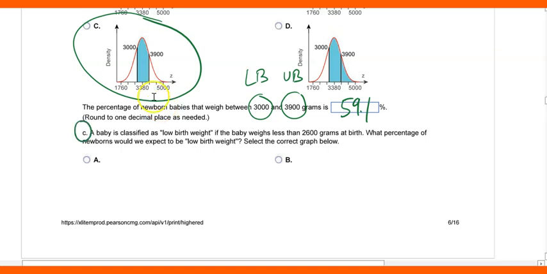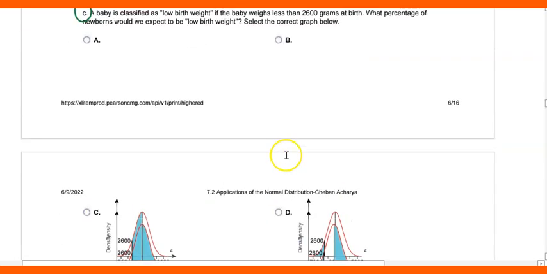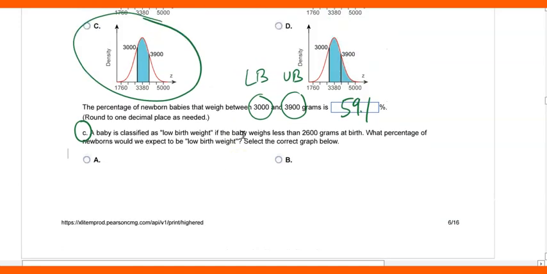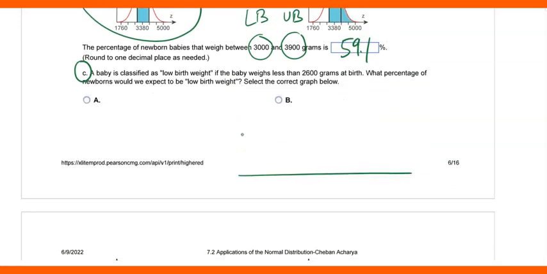A baby is classified as low birth weight if the baby weighs less than 2600 grams at birth. What percentage of newborns would you expect to have low birth weight? Select the answer graph below. You're selecting the graph which looks like this, and you have this normal curve.